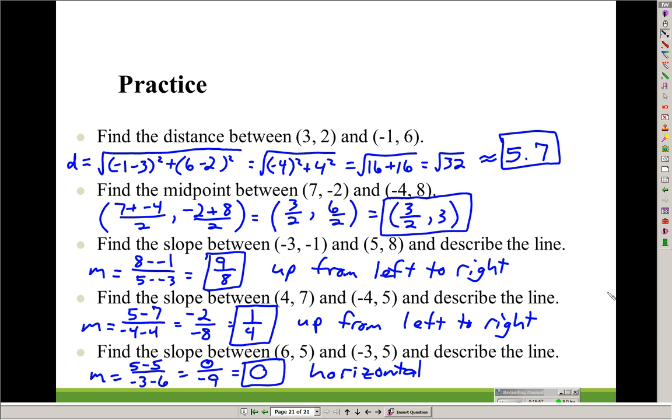That's horizontal. So with all of your formulas, just make sure that the x's and y's substitute in the correct place in the formula. Simplify them properly. Make sure everything is in simplest form and rounded to whatever the directions say to round to.